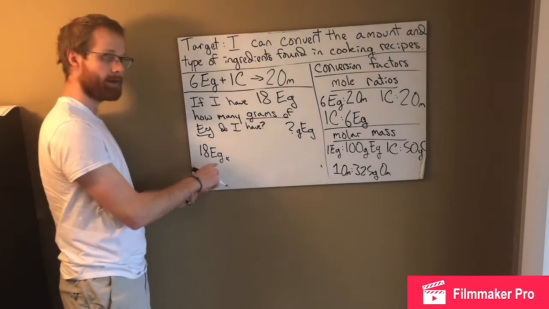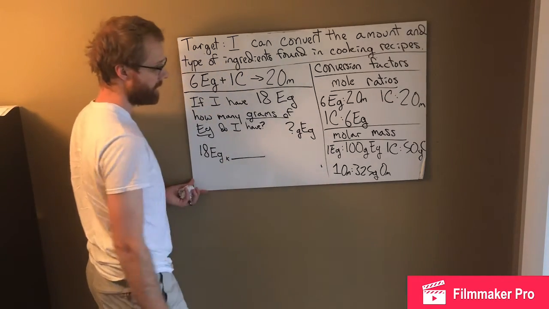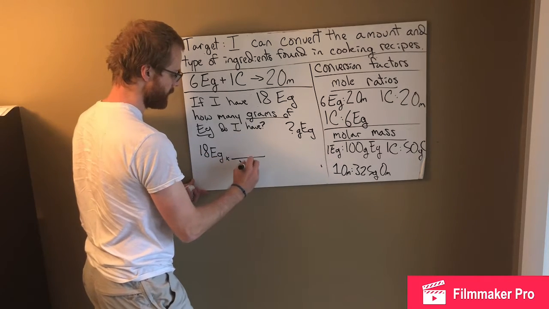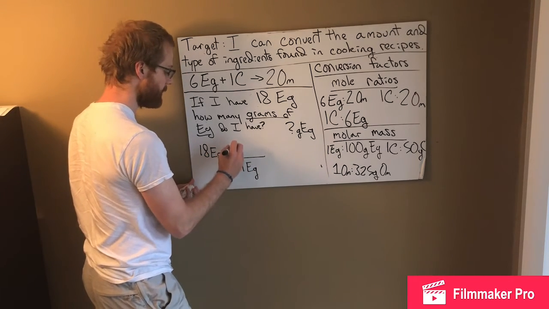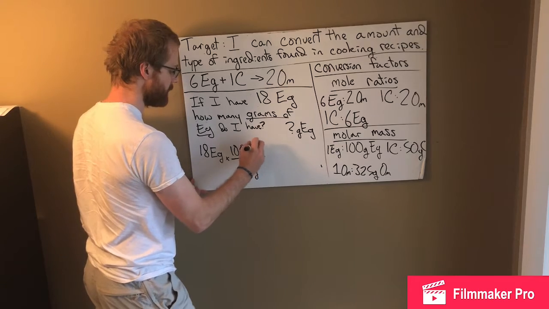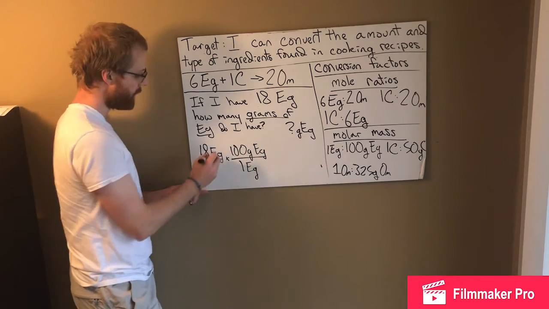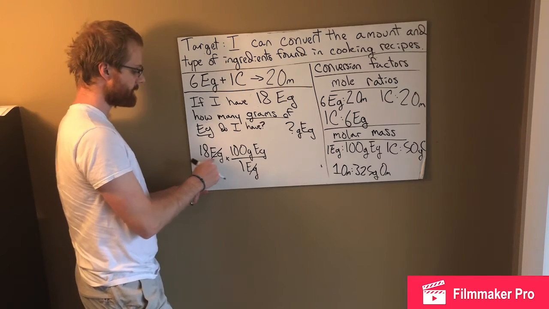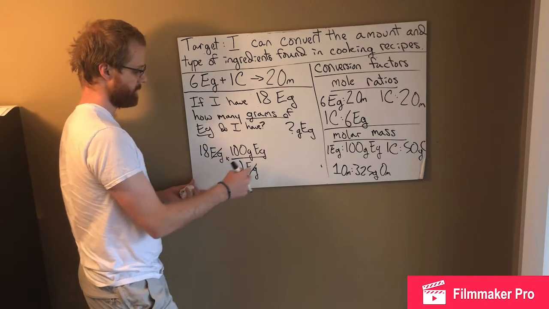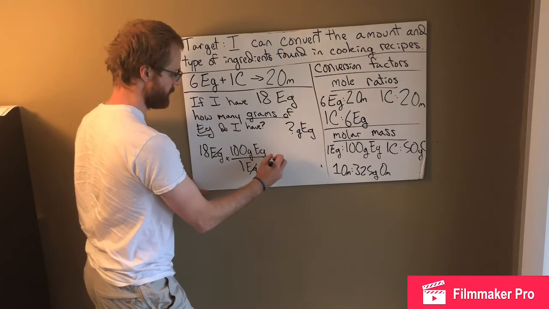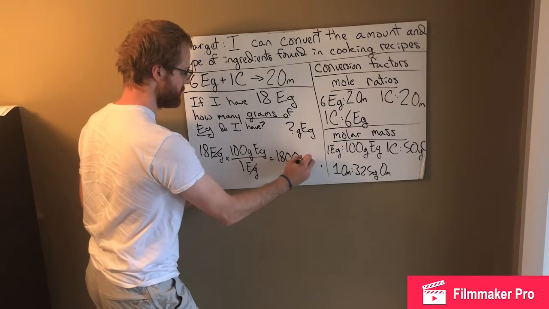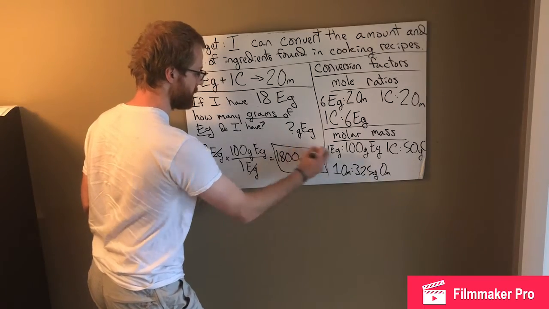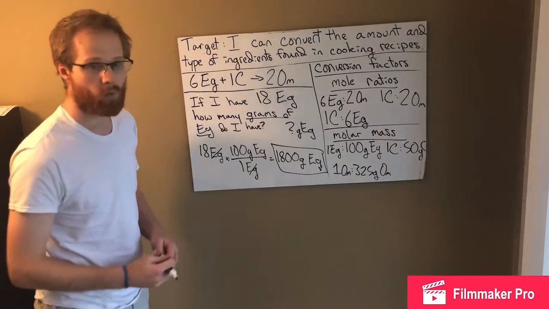Okay, so we've got 18 eggs. And what we're going to do is put 1 EG, 1 egg, 1 mole of egg on the bottom, and 100 grams of egg on the top, because we want our eggs to cancel out. So it's going to be 18 times 100 grams of EG, or 1,800 grams of EG. Which is a lot of grams. It's a significant quantity of eggs.